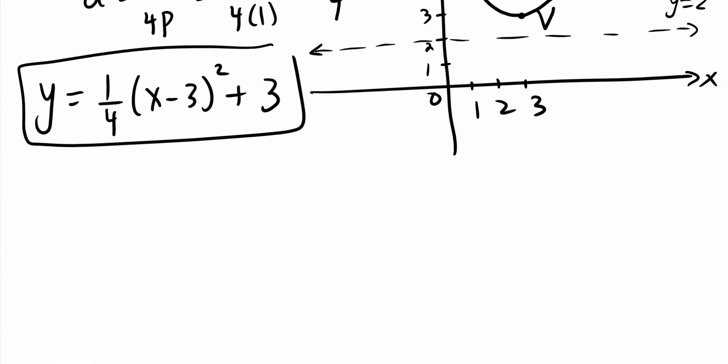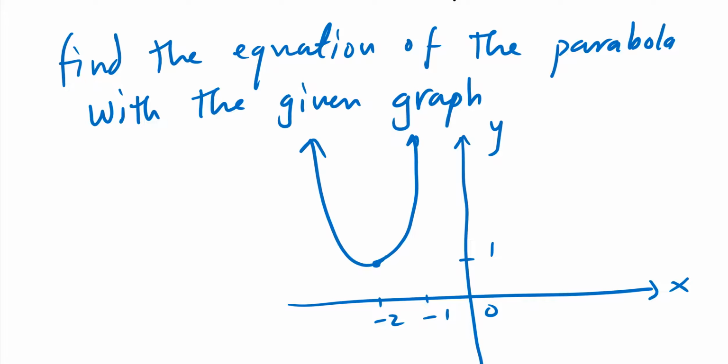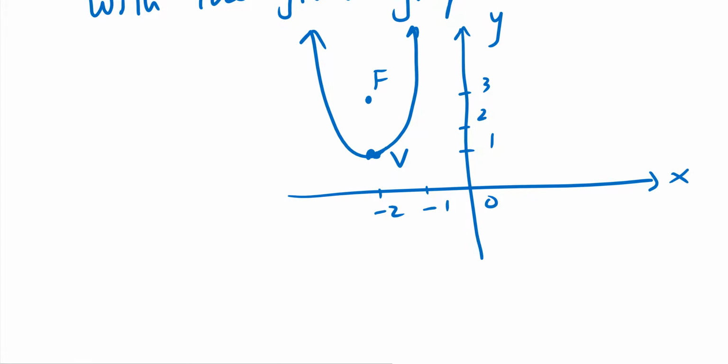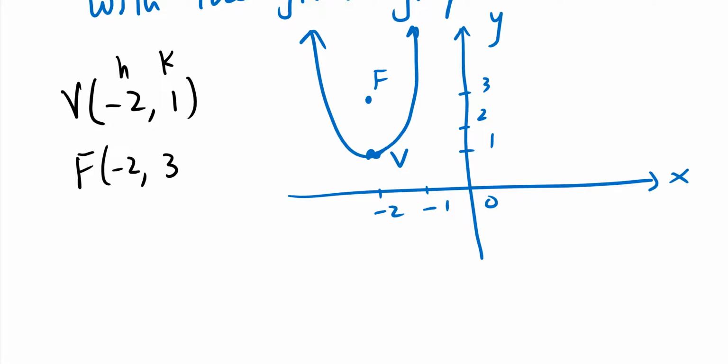So -2, 1, it goes this way, up, and then 2, 3, so the focus is here, and that's v here. So now we need to find the equation of this. How do we start with this? Always we need the vertex first. The vertex has coordinates -2, 1. That gives me h and k right away. And the focus is -2, 3.